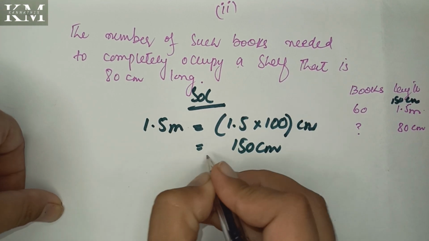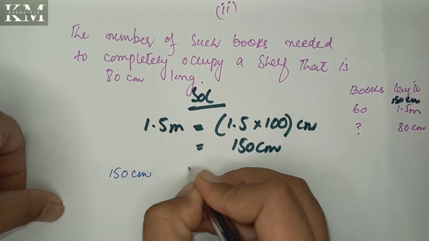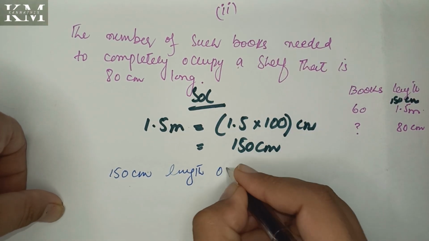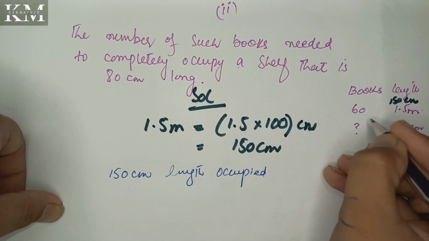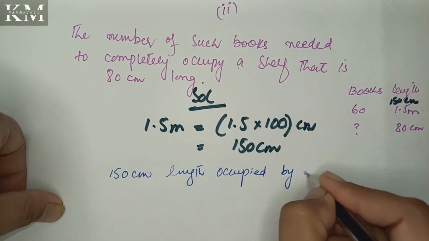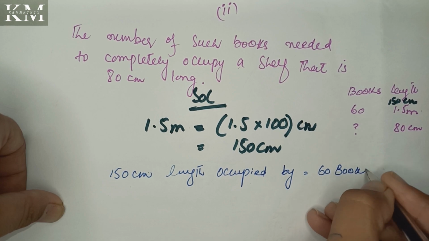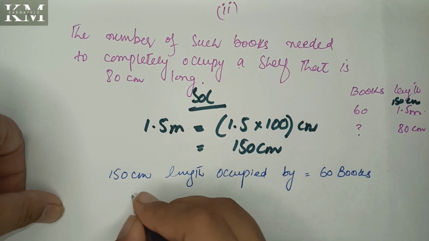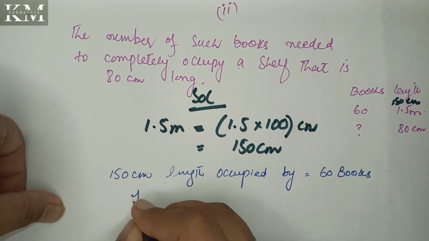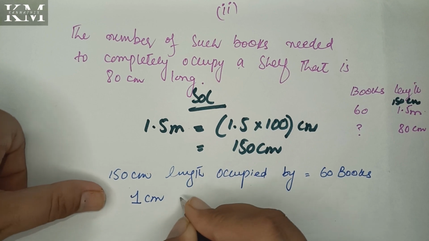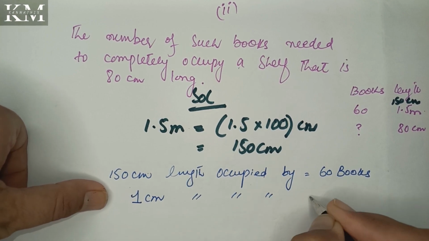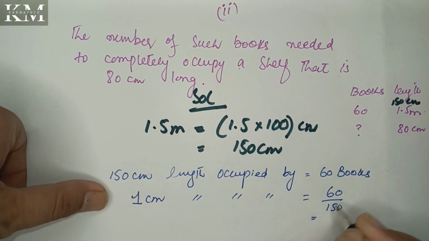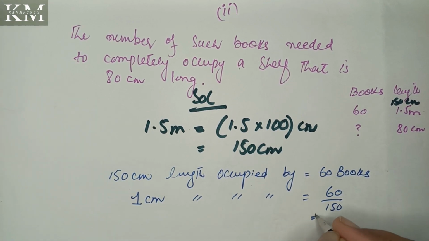Now 150 centimeter length, this is the information which is given in the question, occupied by how many books? 60 books. Now dear students, as we are using the unitary method, we have to find the one unit, 1 centimeter length occupied by, so 60 divided by 150. So we are having this one.